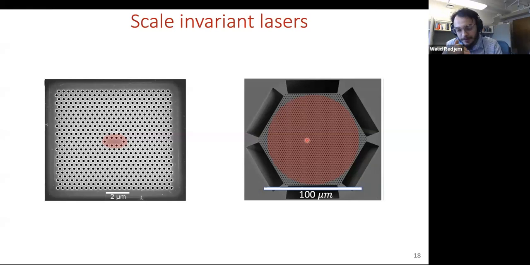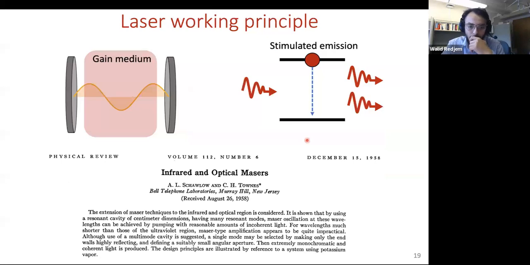But there is a problem when you make big cavities: it becomes very quickly multimode. This problem was highlighted since the first emission of laser in 1958. First of all, a laser is basically 2 components: a cavity, represented by 2 mirrors, and a gain medium. If you provide energy to the system, you can get stimulated emission, which is lasing: light amplification by stimulated emission of radiation.